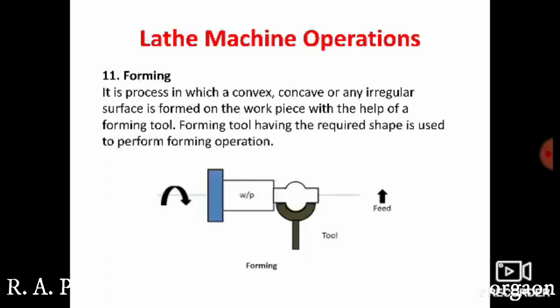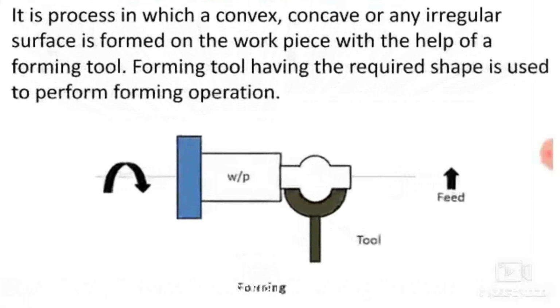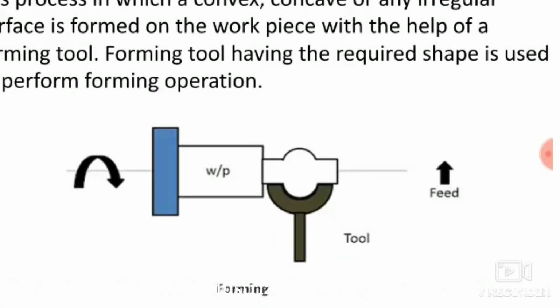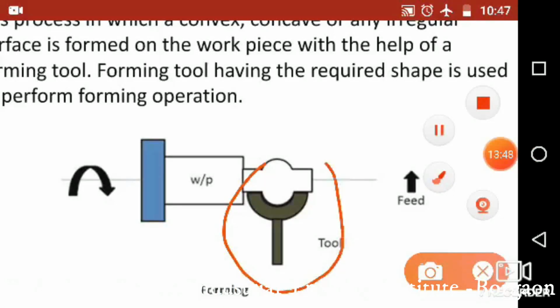Next operation, that is forming. It is the process in which a convex or concave or any irregular surface is formed on the workpiece with the help of a forming tool. A forming tool having the required shape is used to perform a forming operation. So here you can see the workpiece that is clamped in the chuck. Okay, and this is an example of a forming tool. So this is a forming tool, and that forming tool will have the same shape which is required.